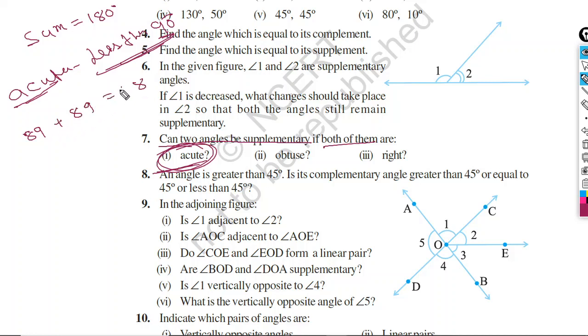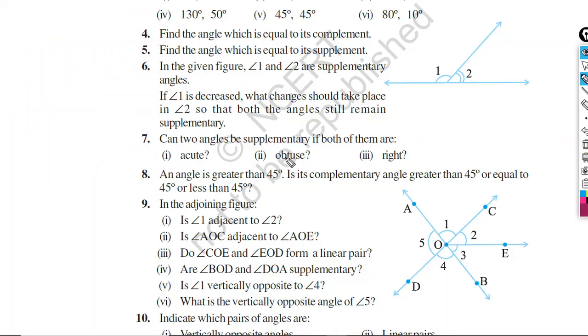178. Can we get the sum of 180 if they are less than 90? Because 90 plus 90 is equal to 180. Okay, so both the angles cannot be acute. If both the angles are acute, the sum cannot be 180.